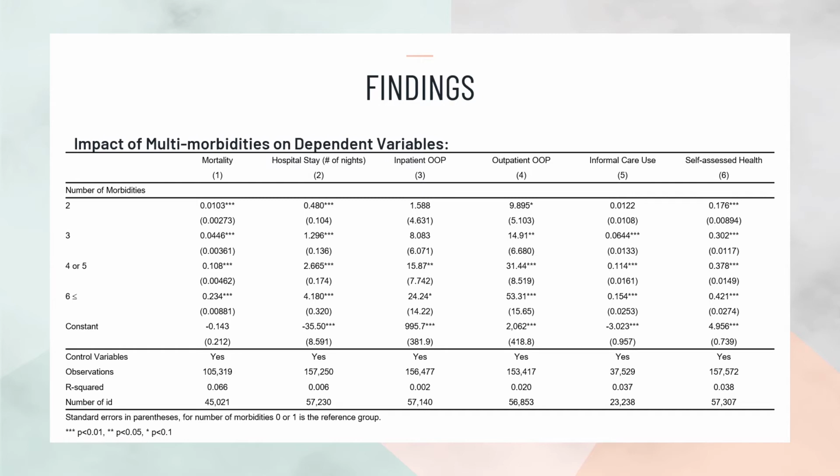However, this impact is weaker for inpatient out-of-pocket expenses, where the relationship is significant for 4 or more comorbidities at the significance level of 5%. Finally, Model 5 shows that the use of informal care rises when individuals experience a higher number of chronic conditions, whereas self-perceived health status significantly decreases with an increase in the number of comorbidities, as shown in Model 6.